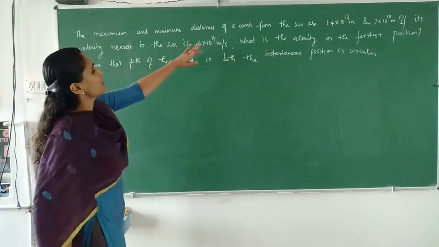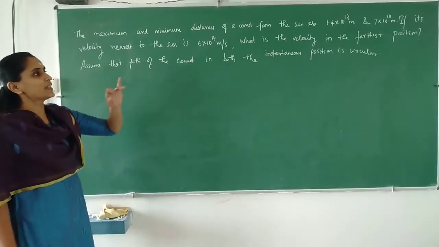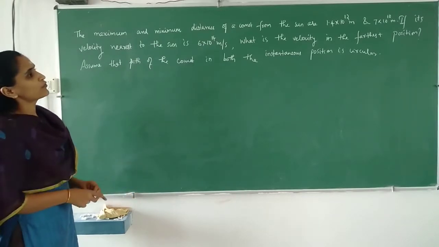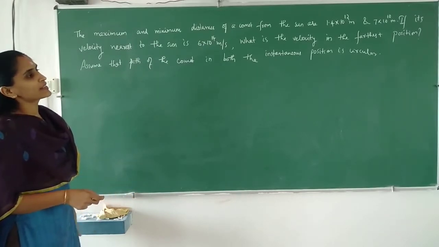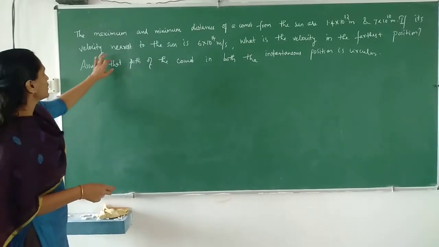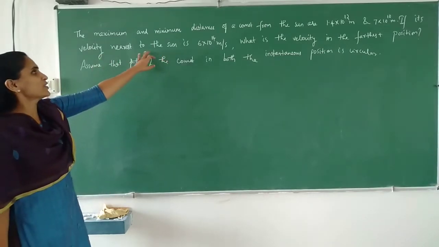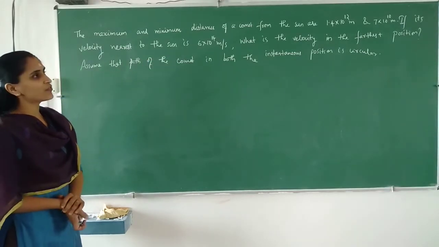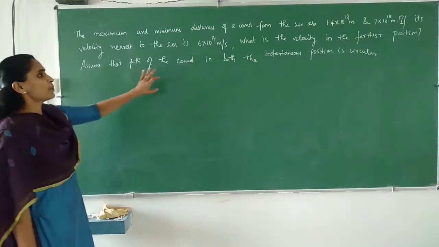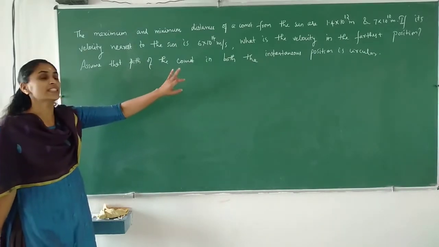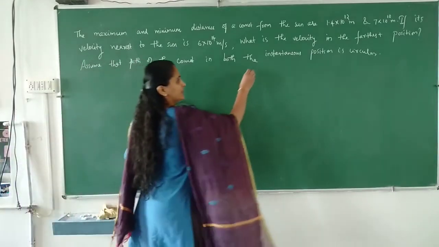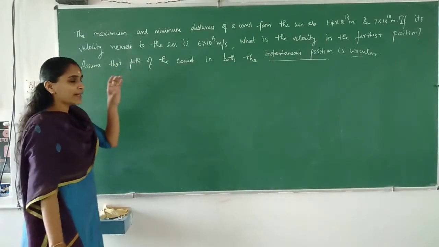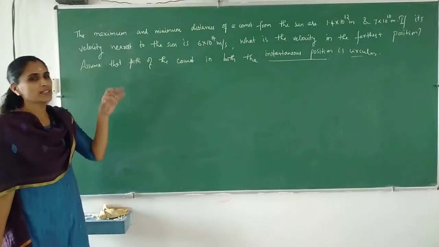The maximum and minimum distances of a comet from the sun are 1.4 into 10 raised to 12 meter and 7 into 10 raised to 10 meter. If its velocity nearest to the sun is 6 into 10 raised to 14 meter per second, what is the velocity at the farthest position? Assume that the path of the comet at both these instantaneous positions is circular. Actually it is not a circular path, but at that particular instant we can assume it to be circular.